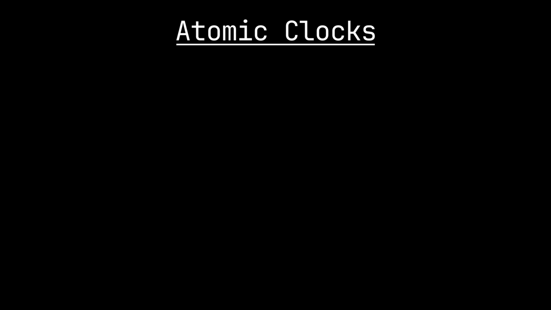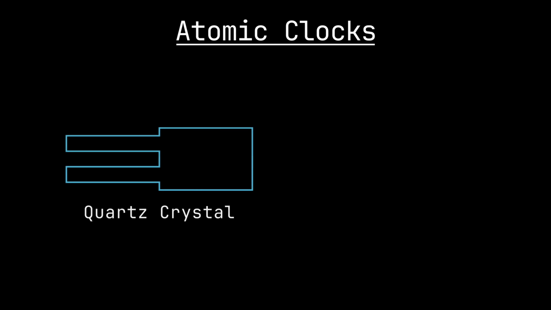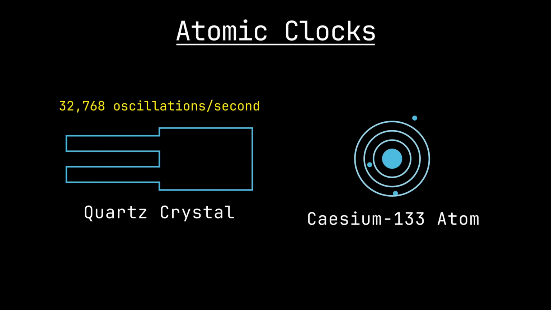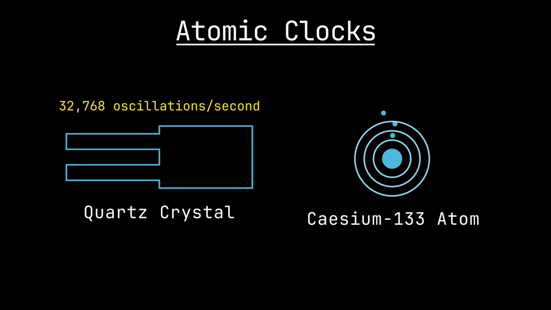Atomic clocks use the idea of atomic resonance. Briefly, this means that instead of a crystal vibrating, we are measuring atoms vibrating. One example is cesium-133, which is used to define what a second is. Specifically, 1 second is defined as the amount of time it takes cesium-133 to oscillate about 9 billion times.